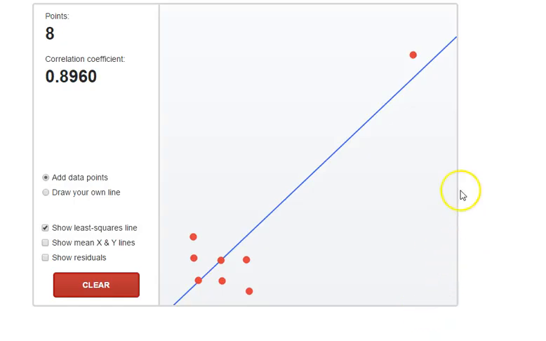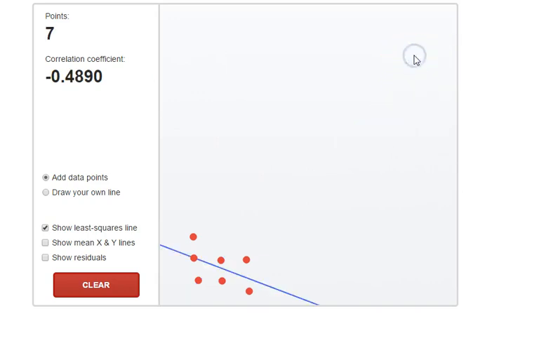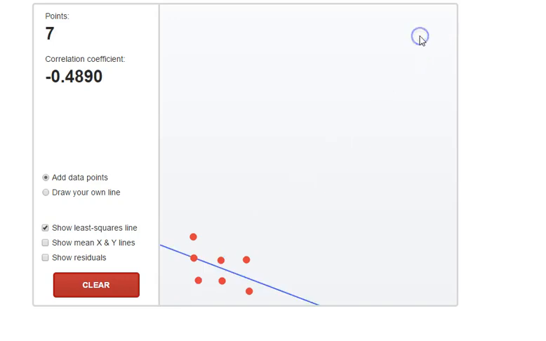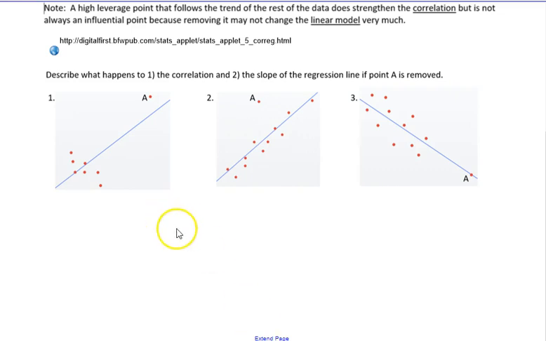Here's the first example. What would happen if I remove this point? Note what the correlation is, and look at what the line's doing. If I remove this point, now we have a drastic change. So we can definitely say that that's an influential point. Removing that point changes the slope of the line from being positive with a high correlation to negative with a fairly mediocre correlation. So let's go ahead and summarize.